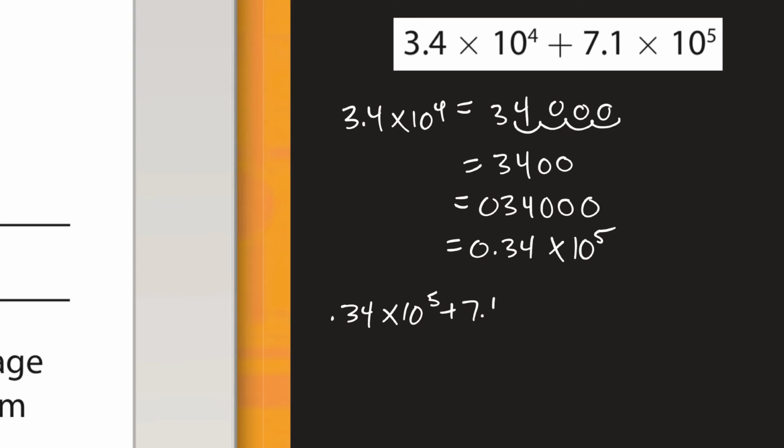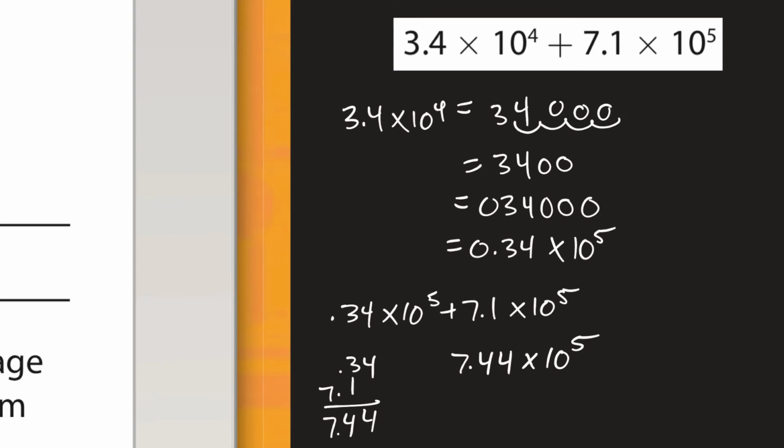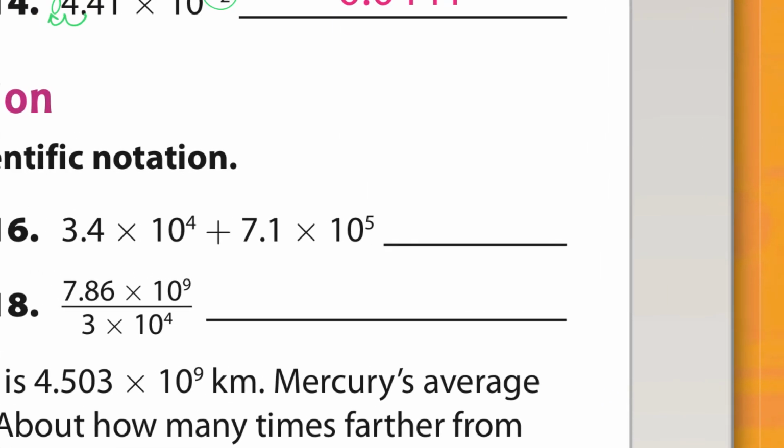plus 7.1 times 10 to the 5th. Now I'm ready to add 0.34 plus 7.1, that's 7.44. So that's 7.44 times 10 to the 5th power. Let's see how I did. We got this, 10 to the 5th. Perfect.